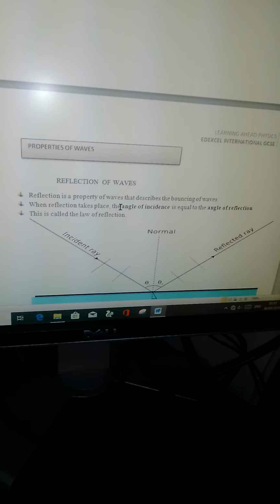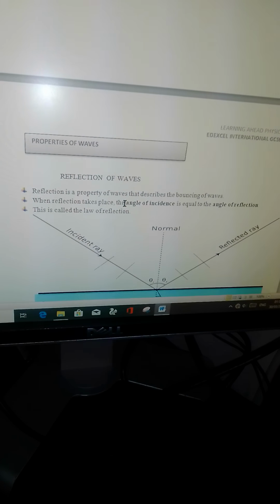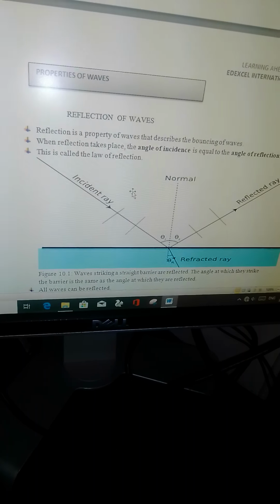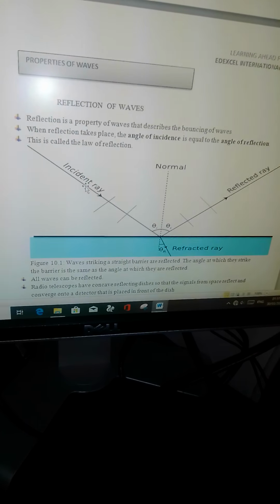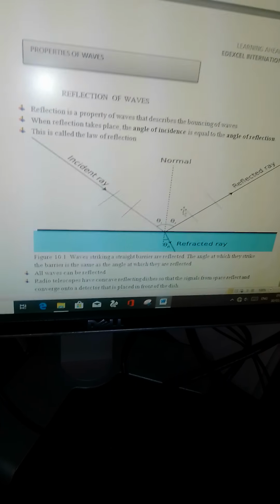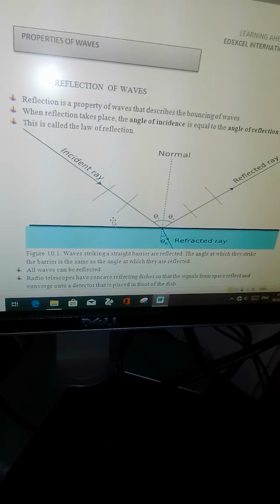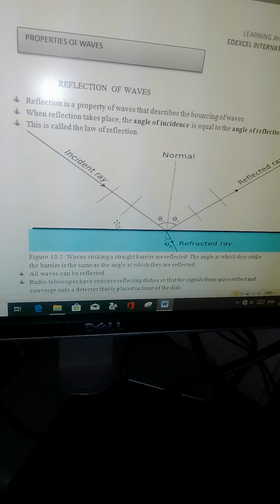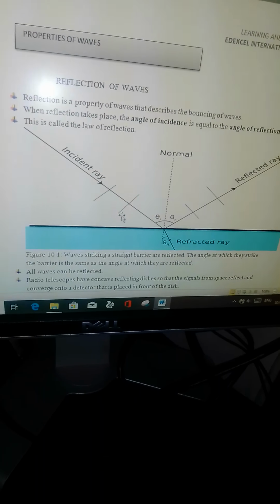Reflection is a property of waves. It's the bouncing back of light or waves. A wave coming at this point can be reflected back, though some of it can be refracted. So bouncing back is a property of waves.